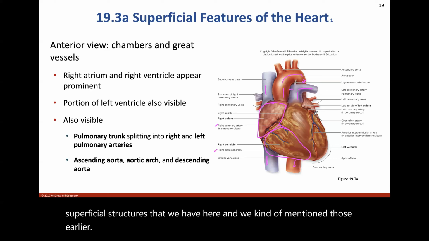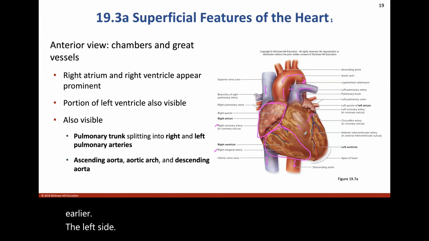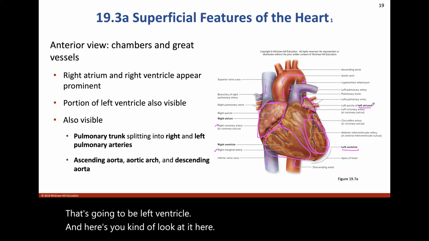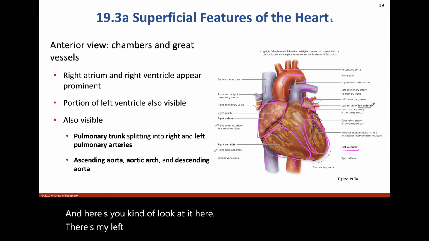The left side, kind of right here, is going to be our left ventricle. And here, as you look at it, there's my left atrium. So I have chambers and major arteries and veins on this anterior surface of the heart.